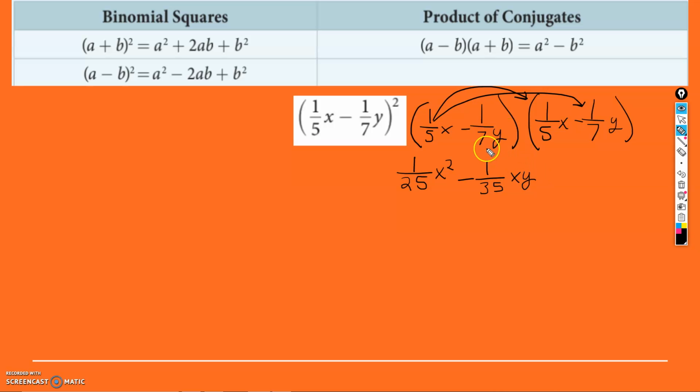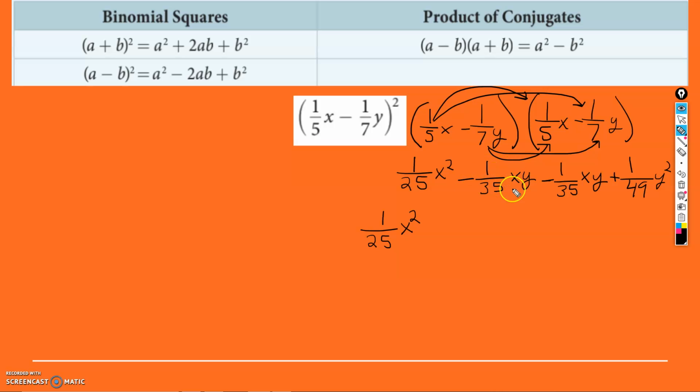Okay. Negative 1/7 y times positive 1/5 x. So negative, same thing, 1/7 times 1/5 is 1/35, x times y is xy. And then negative 1/7 y times negative 1/7 y. Negative times a negative is a positive. 1/7 times 1/7 is 1/49, and y times y is y squared. Alright, let's clean this up a little bit. So 1/25 x squared, that's the only x squared term, so that gets to stay.